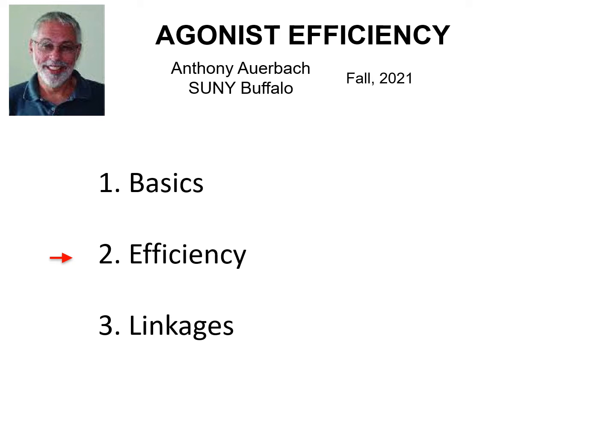This is the second in the series of 3 videos on the topic agonist efficiency. In the first video, I talked about the basics of receptor operation. In this video, I'm going to talk about efficiency per se. Efficiency is the correlation between agonist affinity and agonist efficacy. And in the third video, I'm going to talk about the energy linkage that undergirds this correlation.